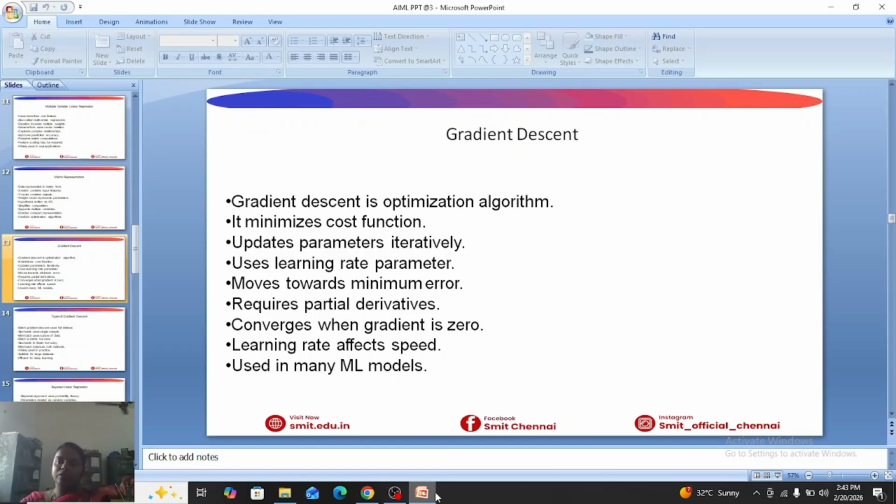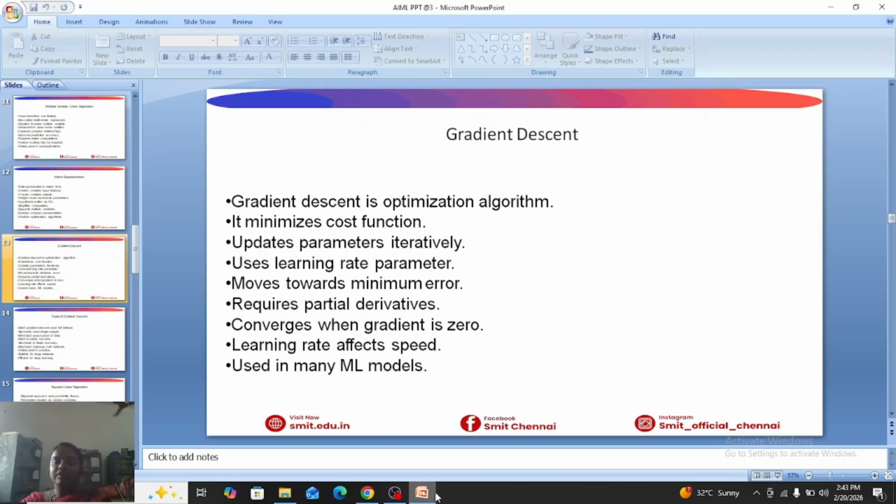There are 3 types of gradient descent. Batch gradient descent uses the entire dataset and is stable but slower. The second is stochastic gradient descent, which uses one data point at a time and is faster but noisy. The third is mini batch gradient descent, which uses small batches and is the most commonly used technique.